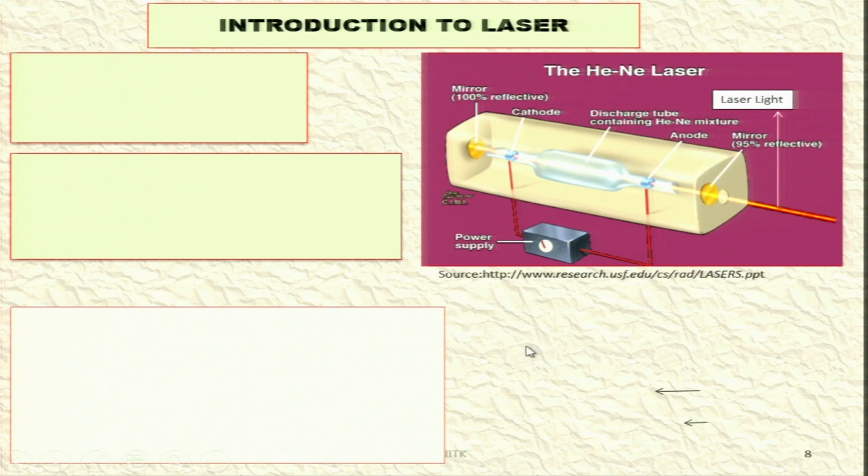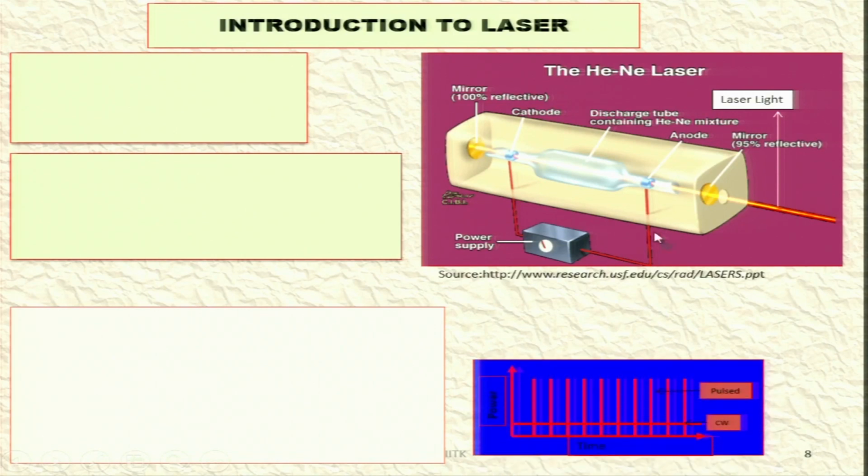You can see here a schematic diagram of the helium neon laser. Mirror is here, 100% reflecting. Another mirror is here, that is 95% reflecting. This is the discharge tube containing helium neon mixture, and this is the cathode. Here is the anode, and this is the power supply. So you will have the laser light coming out from this 95% reflecting mirror. This is the laser beam which is coming out of it.